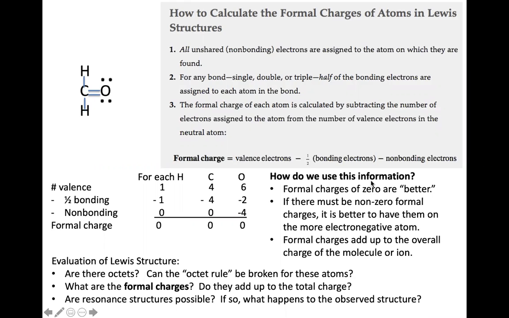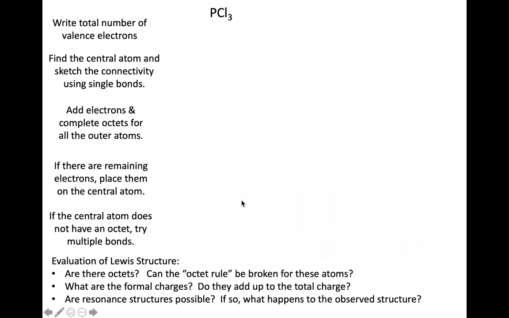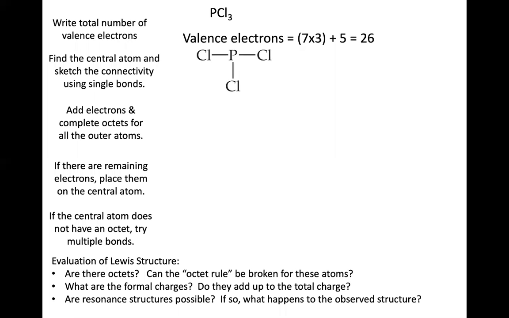We're going to practice using formal charges with a couple of Lewis structures here. I've got some examples where we're going to explore them in different ways. This one was also within the pre-class video, where the first step, once again, is to add up the total number of valence electrons. My central atom in this case is going to be the phosphorus. I'm going to draw single bonds all around it. I'm going to complete octets around the outside.